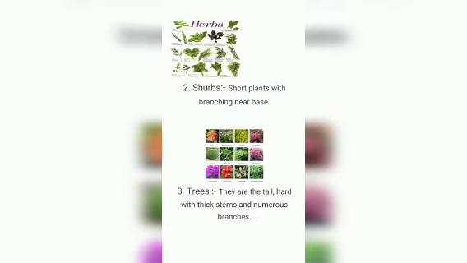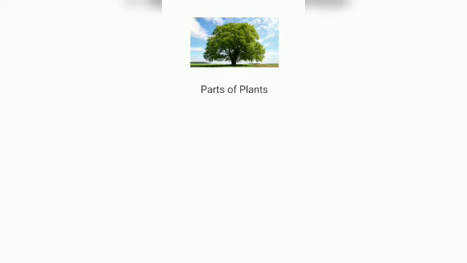Now let's talk about trees. They are tall, hard, and have thick stems and numerous branches. Trees, as we all know, are all hard, tall, with thick stems and numerous branches, as you can see in this photo.